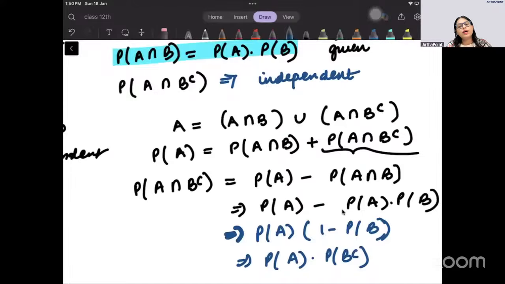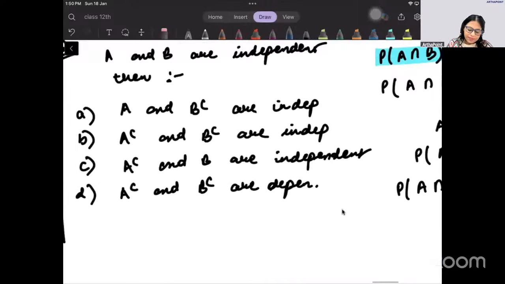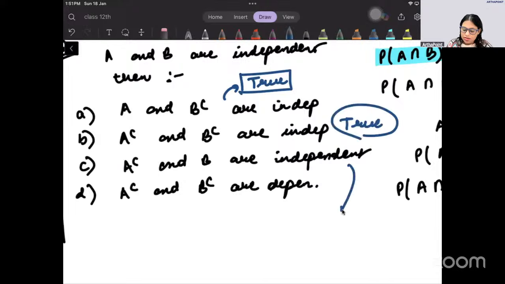Similarly, you can prove others also. So actually, this is a true statement. This is a true statement. This is a true statement. And this is false.